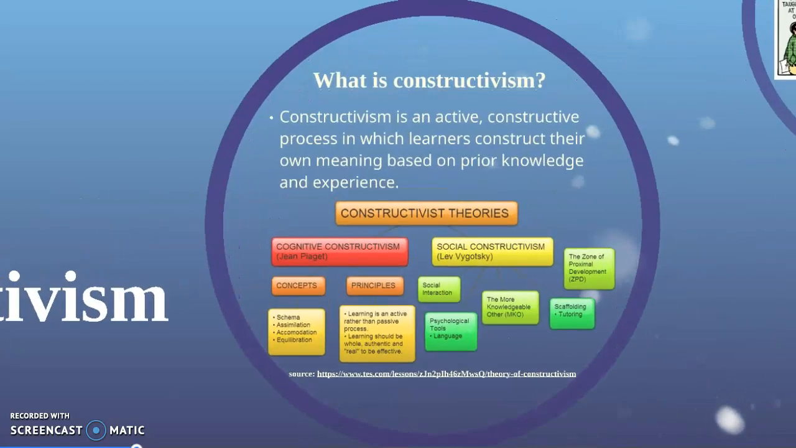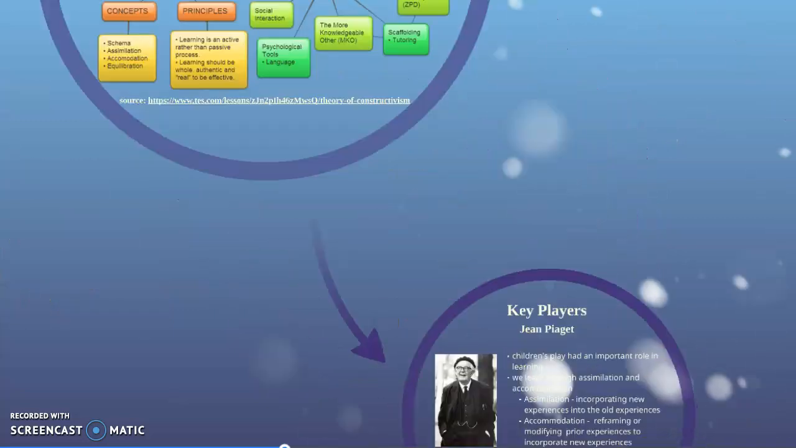So, what is constructivism? Constructivism is an active constructive process in which learners construct their own meaning based on prior knowledge and experience. So, this is basically saying that knowledge is constructed rather than being innate or something that's passively absorbed. There are two key researchers in this area named Jean Piaget and Lev Vygotsky. And they each coined two different types of constructivism. So I'll share with you a little bit about those.